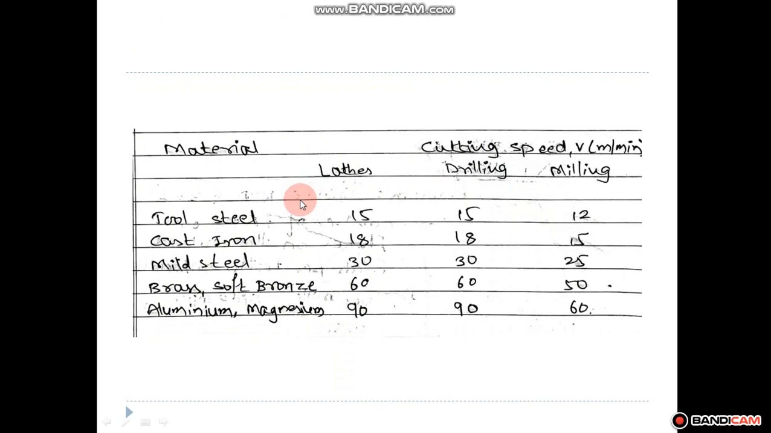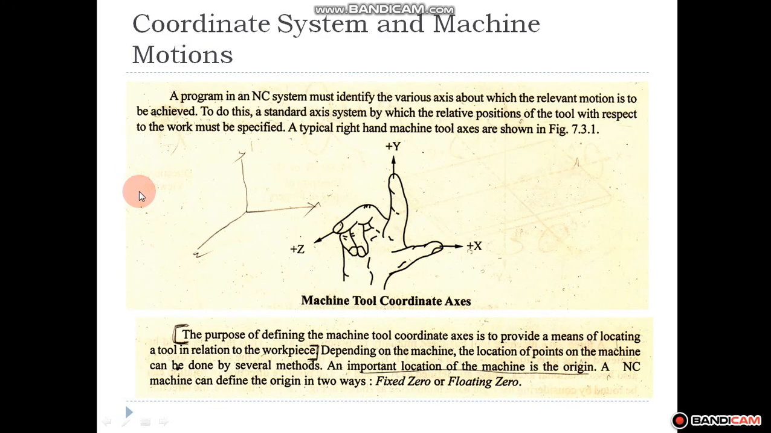Before writing the part programs, we must know the different coordinate systems and how to identify X, Y and Z. This is the right hand rule. When you point the right hand towards yourself, the thumb gives X, the index finger gives Y and the middle finger gives Z. Whatever direction is pointing outwards will be positive, so here it is positive X, positive Y and positive Z.